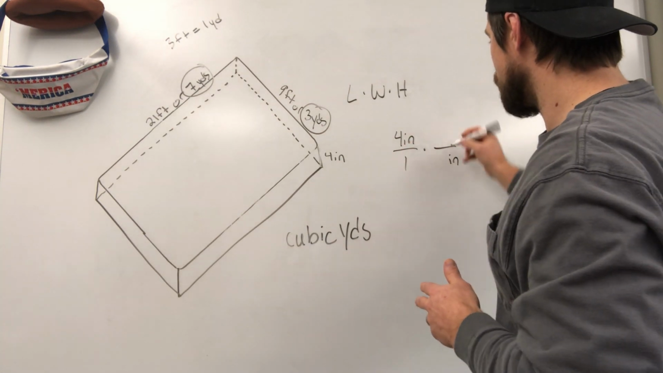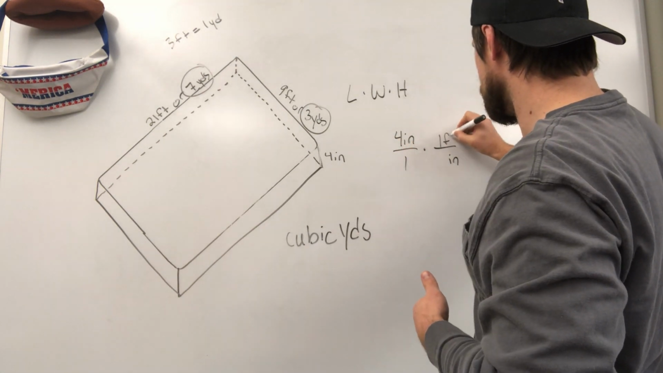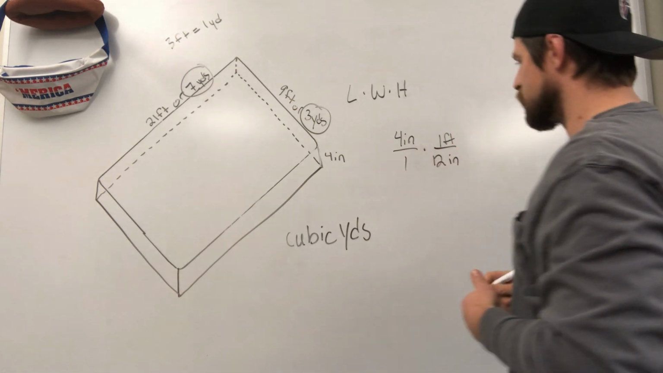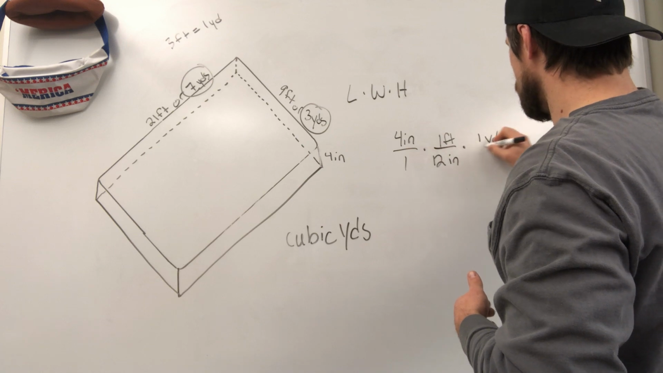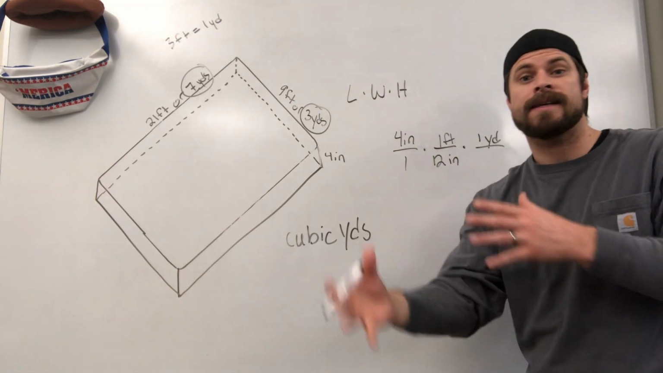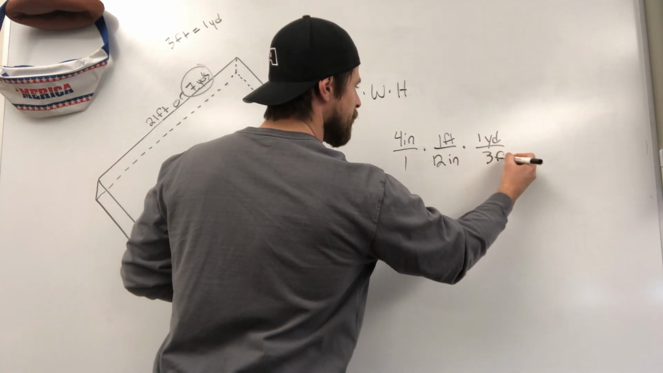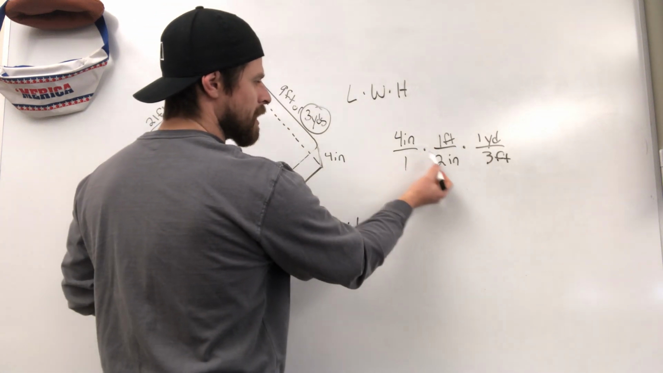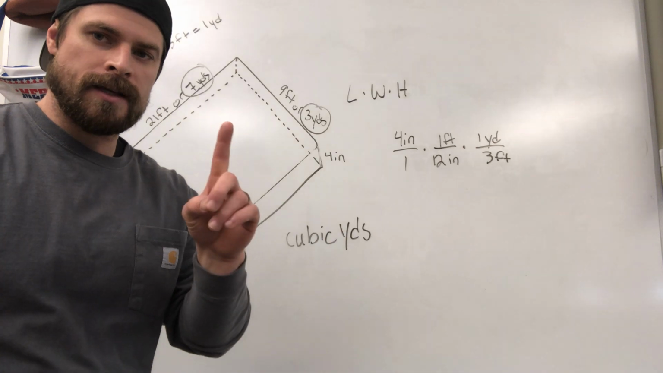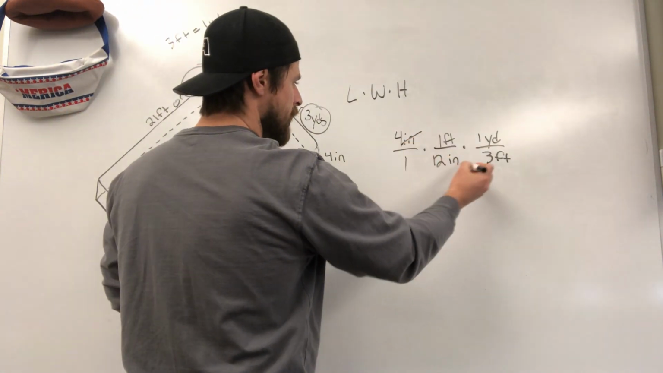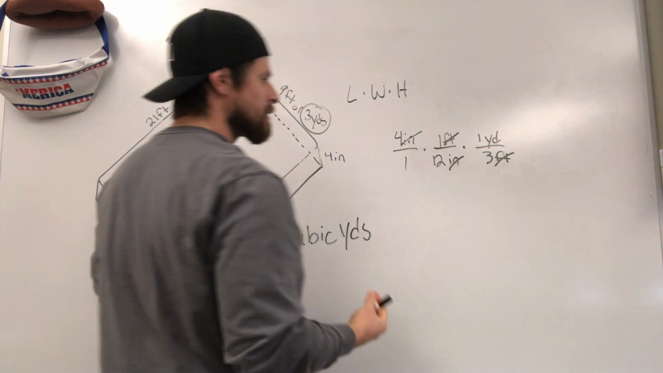So 4 inches, and now we're talking about converting from inches to feet. So I would say 1 foot is 12 inches. And then I would say times 1 yard, which is the goal. We're trying to get this into yards. 1 yard is 3 feet. So what you're going to notice is that I have inches on top and inches on bottom, feet on top and feet on bottom, but I only have 1 yard at the end. Now I can scratch inches and inches, feet and feet, and once we multiply all the way across, we will have converted to yards.